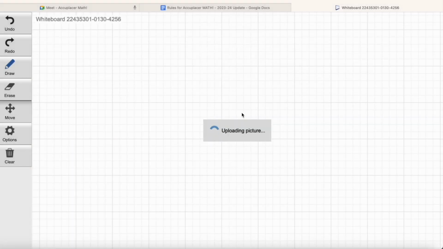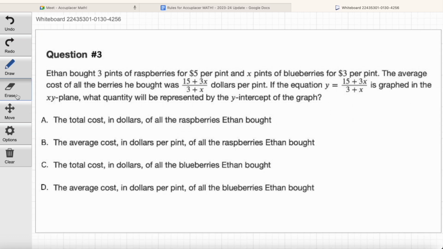This is another one that you sent me. There we go. All right, go and read question number 3. I want to see that on the screen. Ethan bought 3 pints of raspberries for $5 per pint and x pints of blueberries for $3 per pint. The average cost of all the berries he bought was (15 + 3x)/(3 + x) dollars per pint. If the equation y = (15 + 3x)/(3 + x) is graphed in the xy-plane, what quantity will be represented by the y-intercept of the graph?